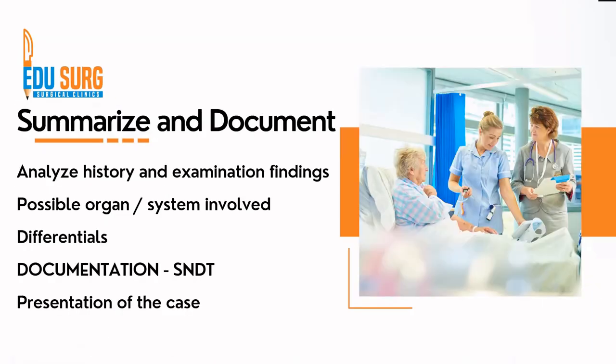Now, once you have done your examination, understand that you have to analyze the history and examination as one. Try to identify the possible organ or system that is involved. Develop your differential diagnosis. Then document your history in the subjective, objective, assessment and plan format. Don't forget signature, name, date, and time, that is SNDT. We have discussed this in few other videos.